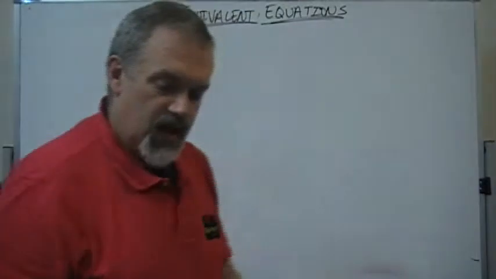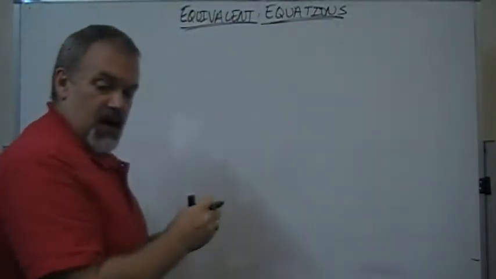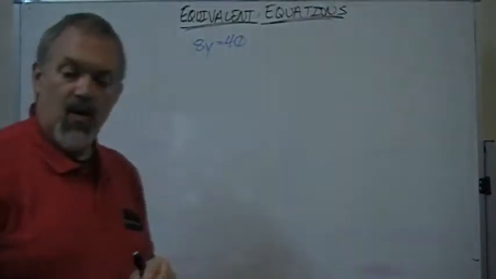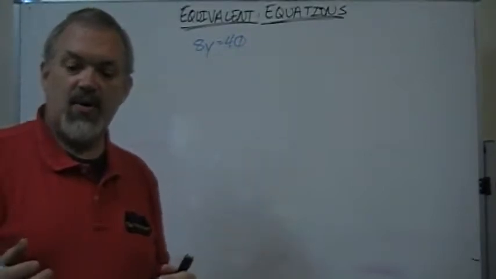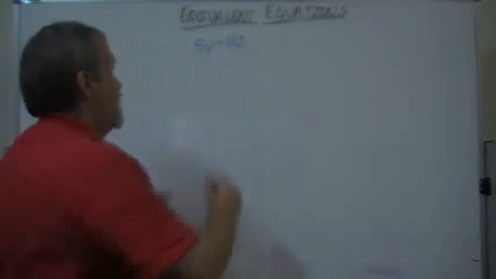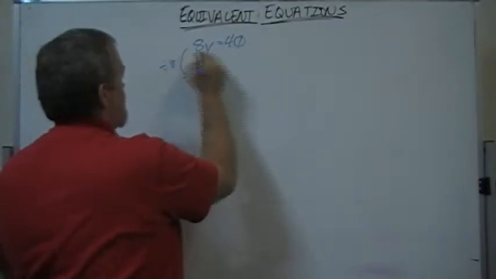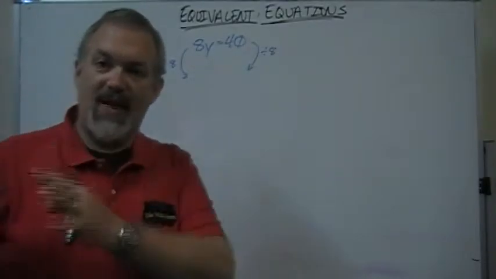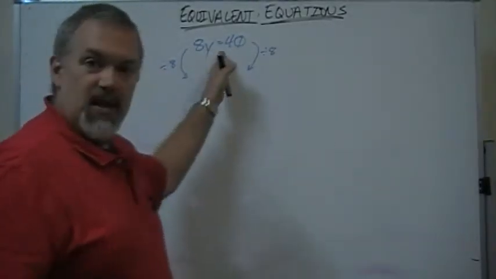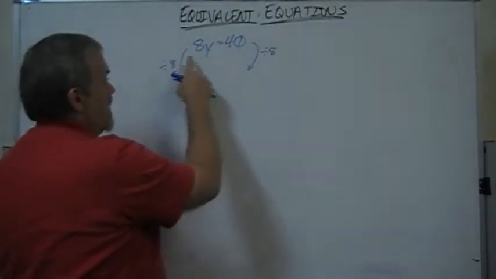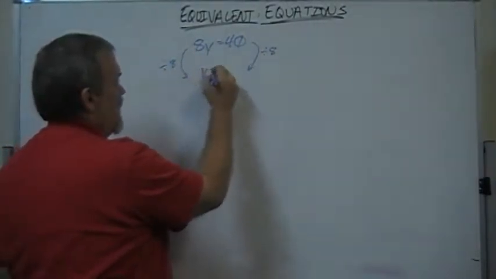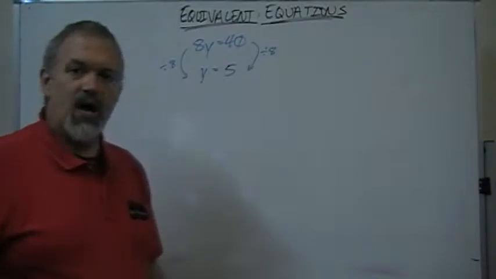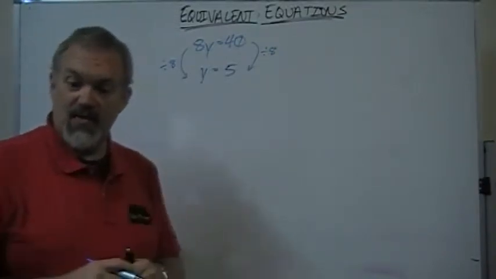So, for example, if we started with something like 8y equals 40, what could we do to both sides? Well, let's use the example, we could divide both sides by 8. Remember, we always have to do the same thing to both sides of the equation, the left-hand side and the right-hand side, divided by the equal sign. If I divide this side by 8, 8 divided by 8 just gives me y. 40 divided by 8 gives me 5. That means that these two equations are equivalent because we've just done the same thing to both sides.